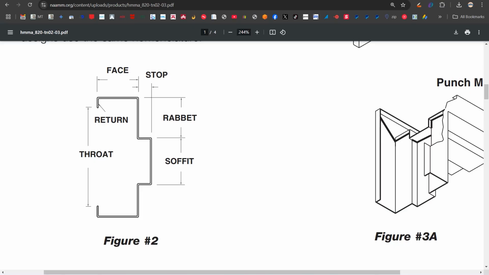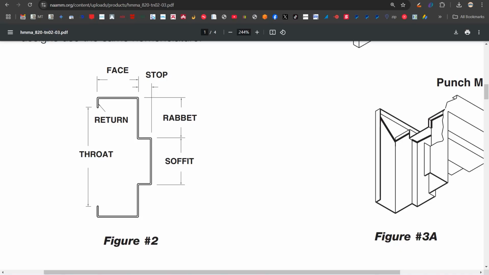They are missing jamb depth here. I would add jamb depth as here to here. Generally, the throat is 1 inch less than the jamb depth. Sometimes it's 7/8 less. And that would occur on 5 3/4 jamb depth frames to have a 4 7/8 throat. But you have your return, you have your face. This is your rabbet. That's your stop face, and that's your soffit. And then it just returns with the same definitions going around.